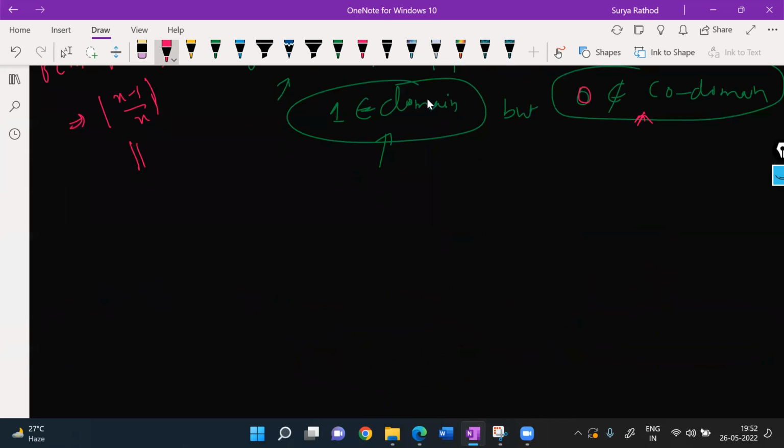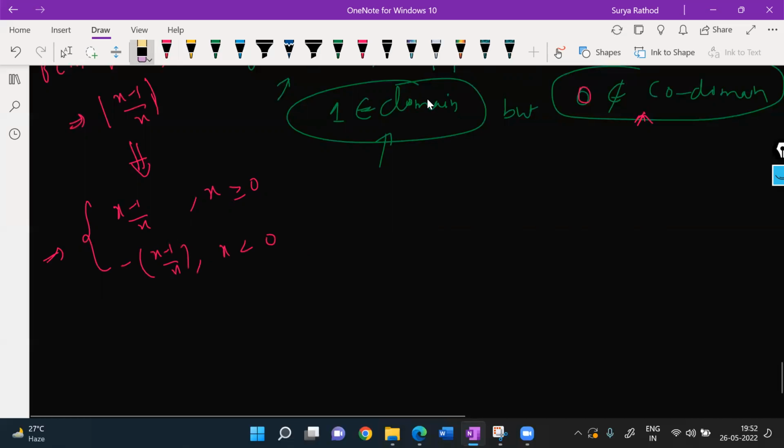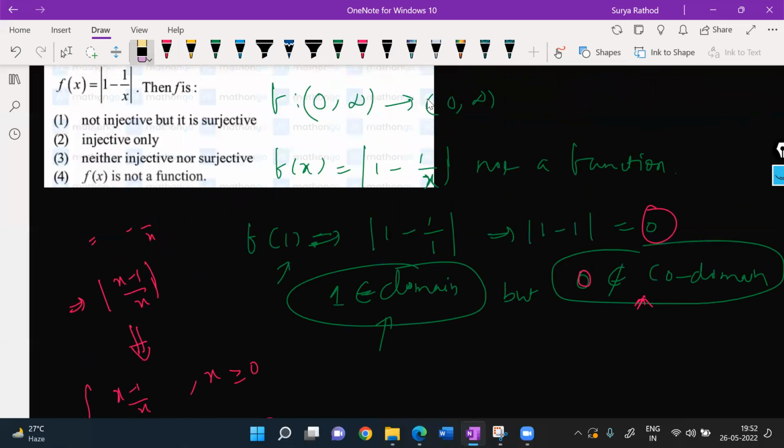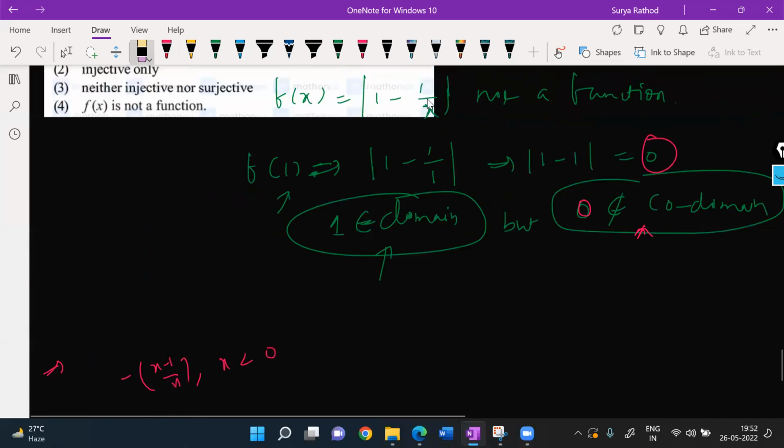If I simplify further, so now this can be written as what, beta? x, it is going to be positive. The function whichever I have, it is going to be positive if x is greater than or equal to 0. It is going to be negative if x is less than 0. That is the modulus function definition, right? As per that also you can define it, you can say it is not a function. Check.